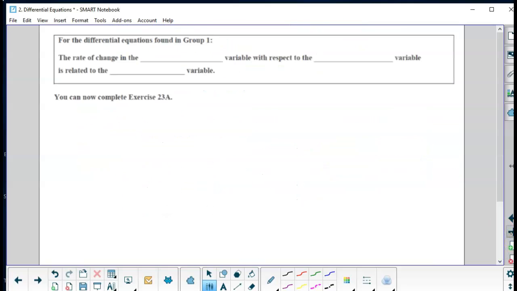So to summarize at the bottom, for the differential equations found in group 1, the rate of change in the dependent variable, so that's like y, with respect to the independent variable, is related to the independent. dy dx is related to x. So now you can do some of the practice questions in 23A. Okay. Now let's look at the next group.